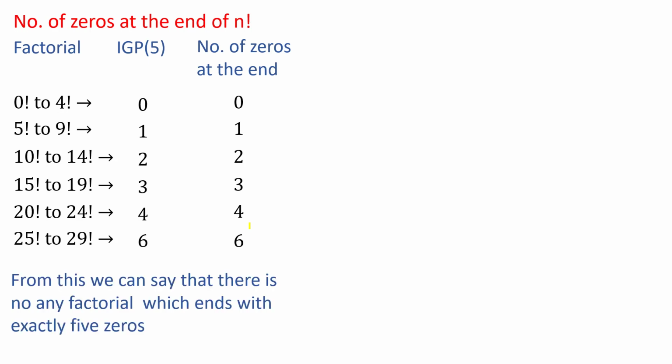Okay everyone, so from this we can see that there is no factorial which ends with exactly 5 zeros.